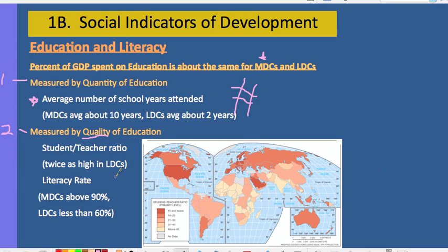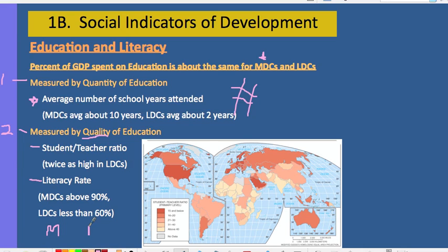So there are two measurements of quality. One is student-teacher ratio, and the other is literacy rate. Literacy rate is the percentage of people 15 years and older who can read and write. Usually MDCs have like 90% and above, and LDCs have less than 60%. And often, interesting too, in LDCs, there's an inequality between male and female.